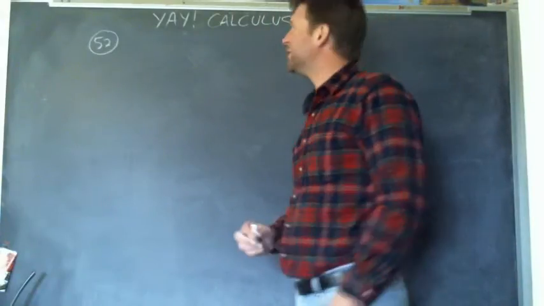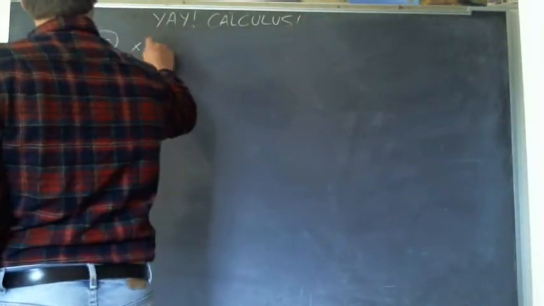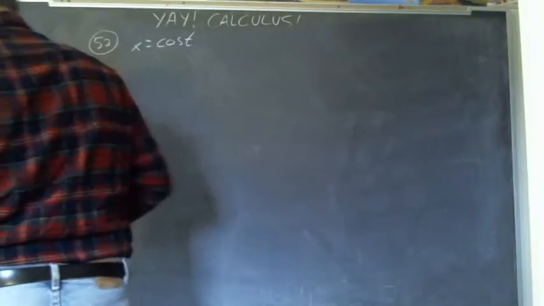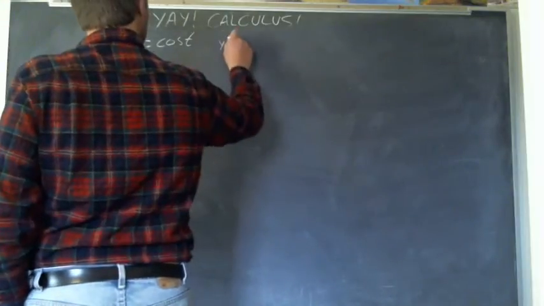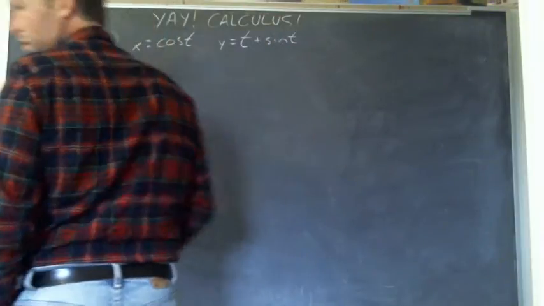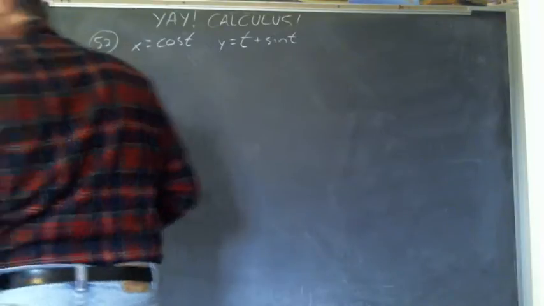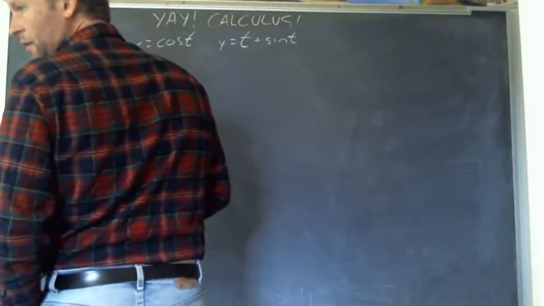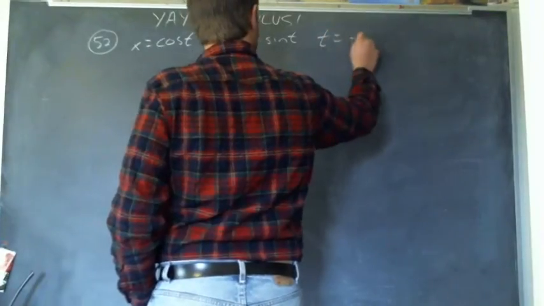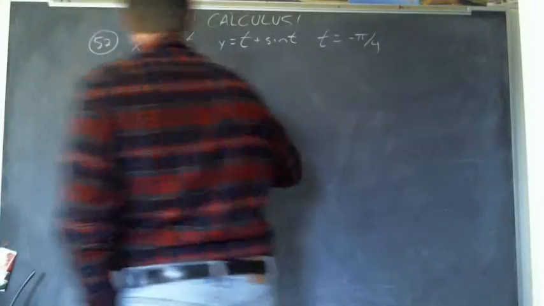Yay, calculus. Number 52. X is defined as the cosine of t. Y is defined as t plus the sine of t. And we want to evaluate this, or find the tangent line at t equals negative pi over 4. All right, that looks good.